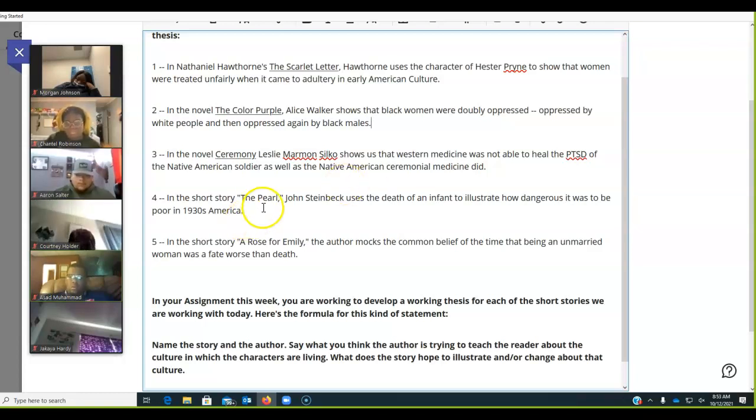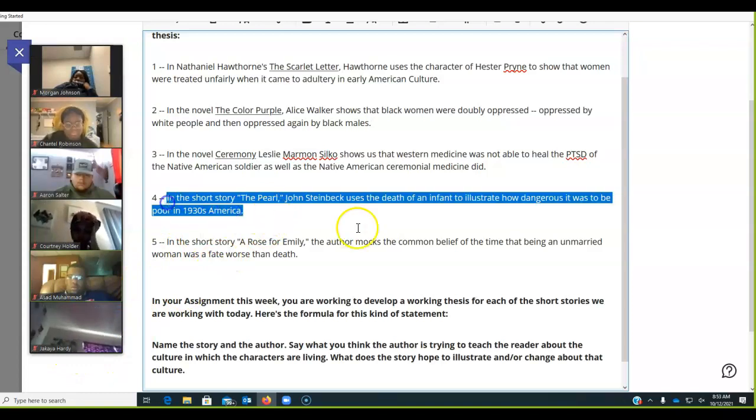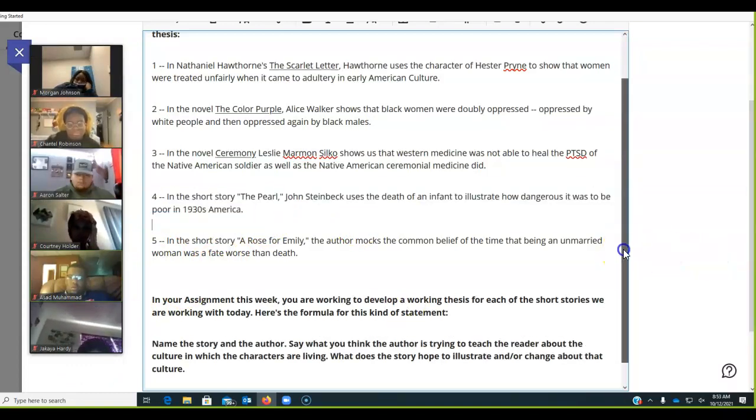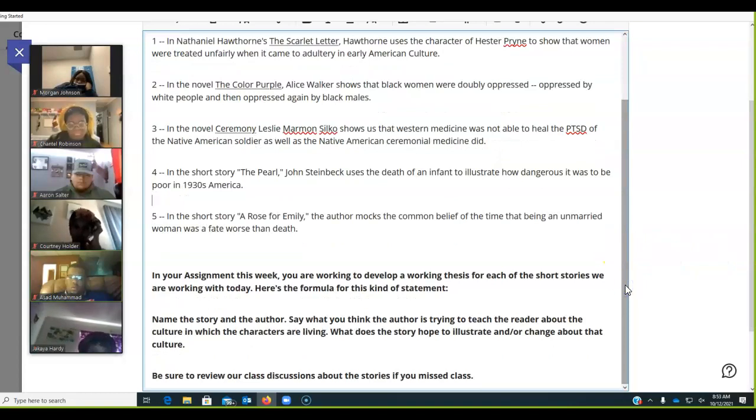Okay. Let's see. Jakaya, can you read number 4 to us? In the short story, The Pearl, John Steinbeck uses the death of the infant to illustrate how dangerous it was to be poor in 1930s America. Okay, good. Oh, I skipped one. We'll go back to it.